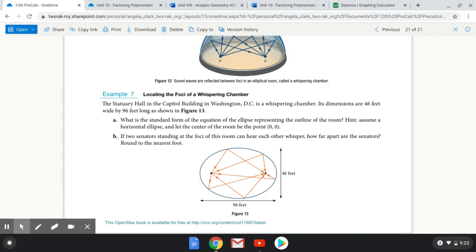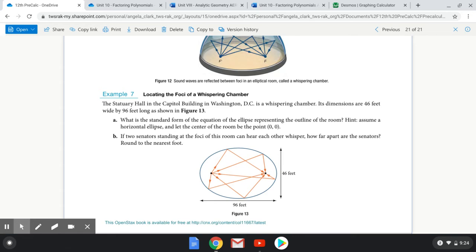It says the Statuary Hall in the Capitol building in Washington, D.C. is a whisper chamber. Its dimensions are 46 feet wide by 96 feet long, as shown in figure 13. So these are the dimensions, and 46 feet would be our minor axis and 96 feet would be our major axis. So we're going to write the standard form of the equation of the ellipse.